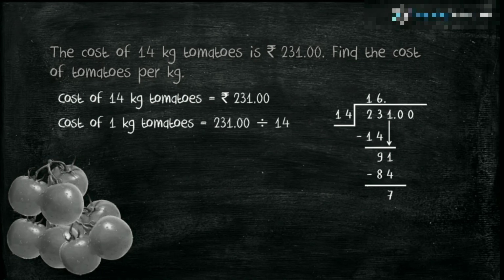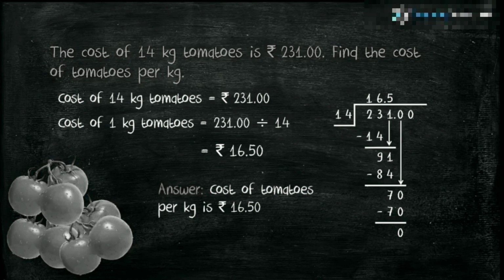Now let's continue with the division. Copy the next digit 0. 14 into 5 equals 70 and 70 minus 70 equals 0. So we get the answer as 16.5 or rupees 16.50. The answer statement is, the cost of tomatoes per kilogram is 16 rupees 50 paise.